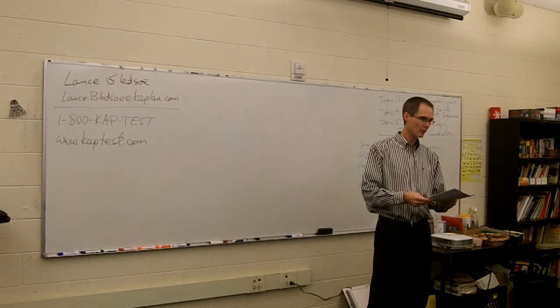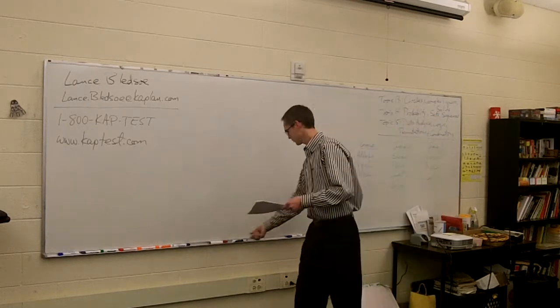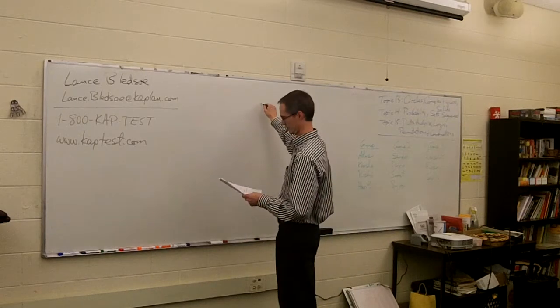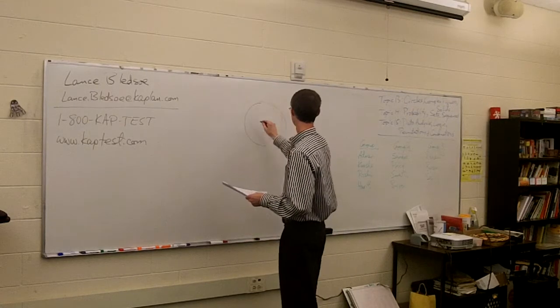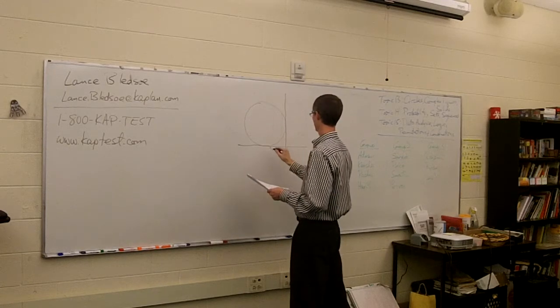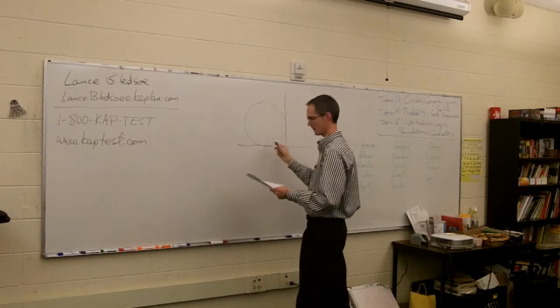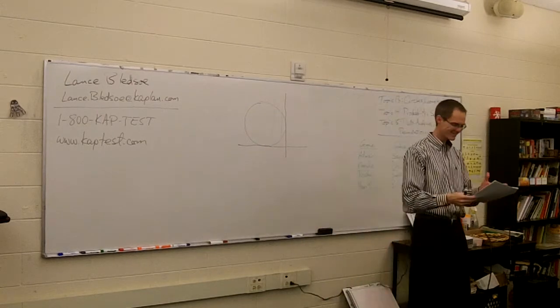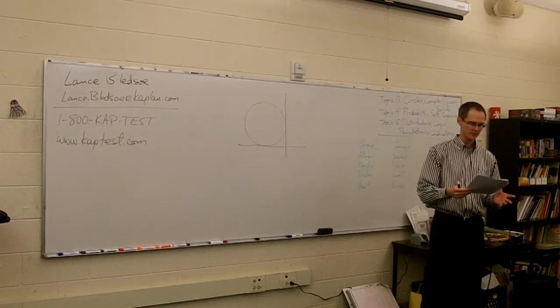Like, for example, question number 2. Byron, read that for us, please. In the figure above, line segment AD is tangent to the circle at point B, and line segment EG is tangent to the circle at point F. If BF equals 2, what is the area of the circle? All right. So we've got this kind of complicated picture here.